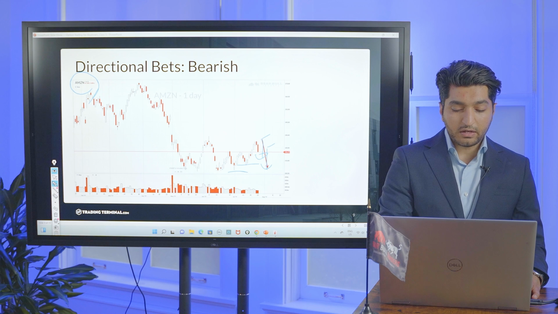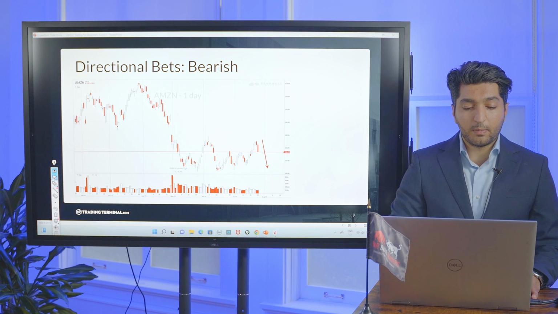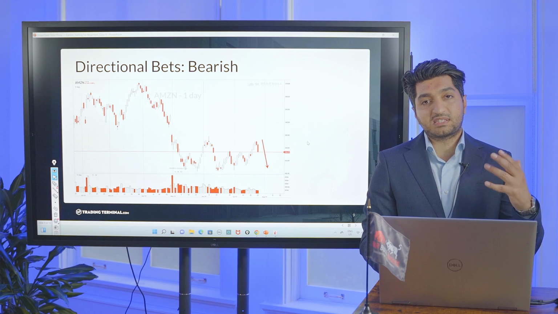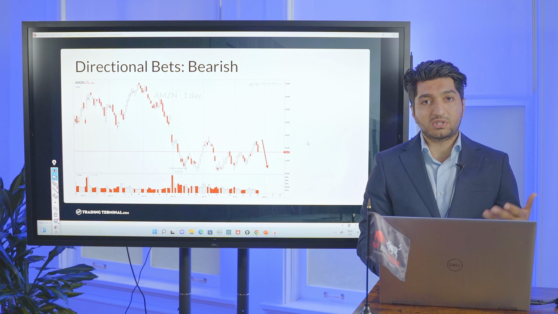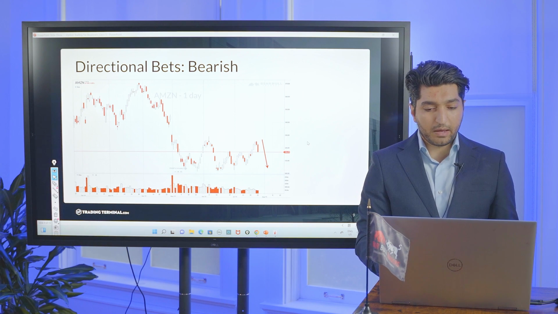So how can you do that, and how can you set this trade up with options? Well, similar to being bullish, you have 2 options. You have buying puts or selling calls. Let's start with buying puts.